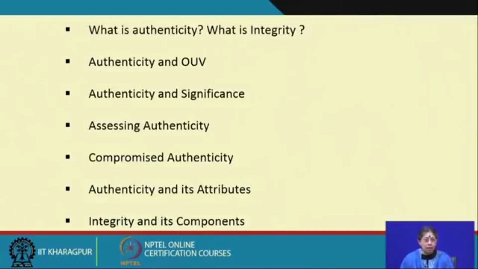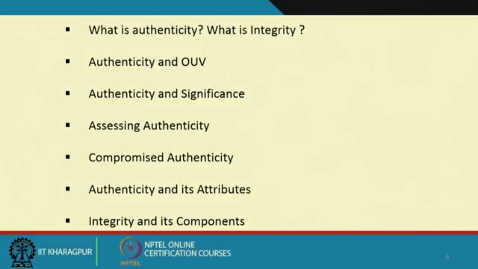So, the topics I will mainly cover in this lecture are: what is authenticity and what is integrity, authenticity and outstanding universal value, what is the relationship between them, authenticity and significance, assessing authenticity, compromised authenticity, authenticity and its attributes, and also integrity and its components. It's not so easy, but we will see how, with various examples, we can try to explain the concept of authenticity and integrity, because it's not only important for a World Heritage Site to talk about authenticity, integrity and the values, it's also important for any heritage resource we talk about.